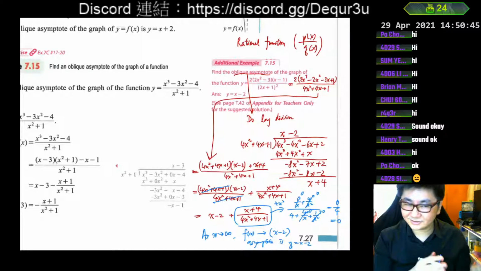Maybe today, shortly afterwards, we will also show an example. We will also do an example together. Like this one, we will also need to do long division.